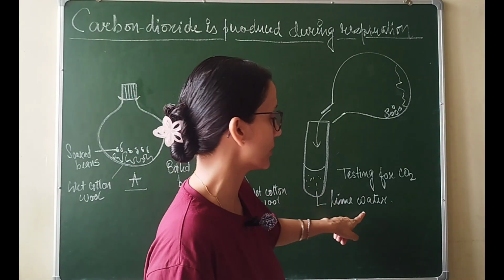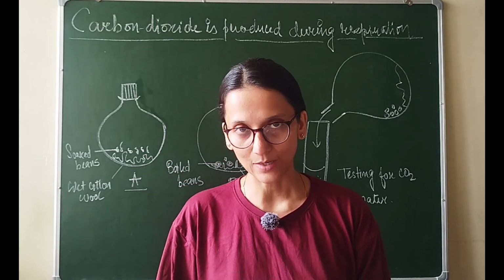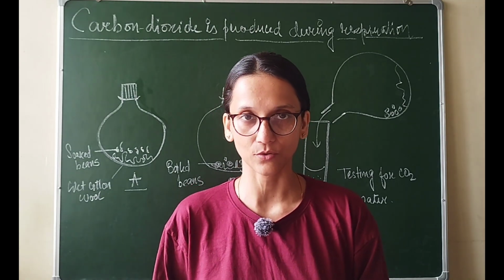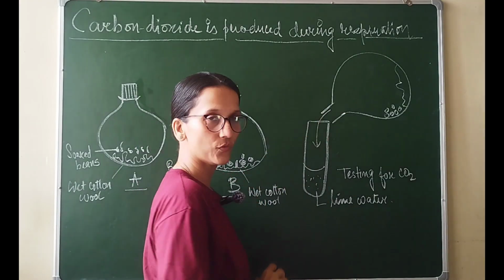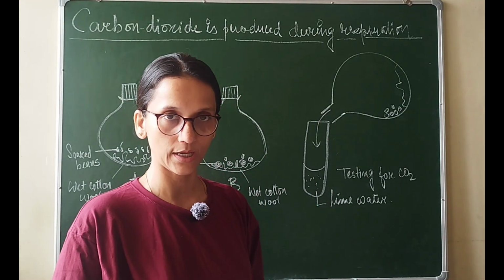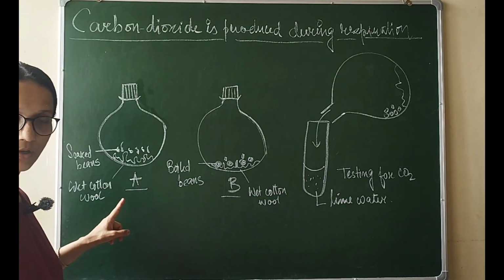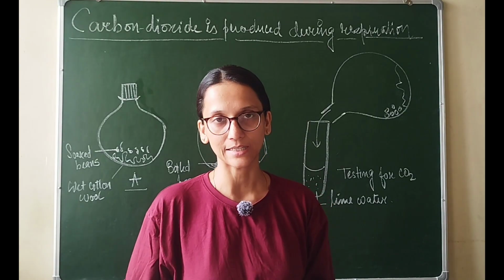You have kept lime water in the test tube, and we know that when carbon dioxide mixes with lime water, it turns lime water murky. So it's an absolute test of carbon dioxide. So we open the mouth of the flask and we tilt it over the test tube and we try to observe what happens. Now in case of situation A, when we do it with this round bottom flask A, we observe that this lime water turns milky.